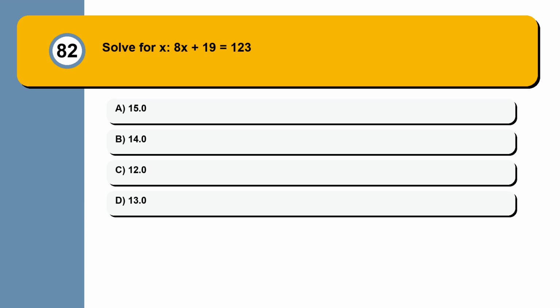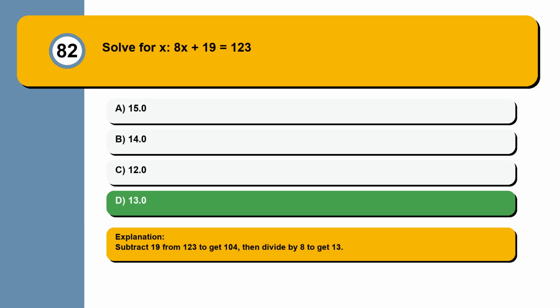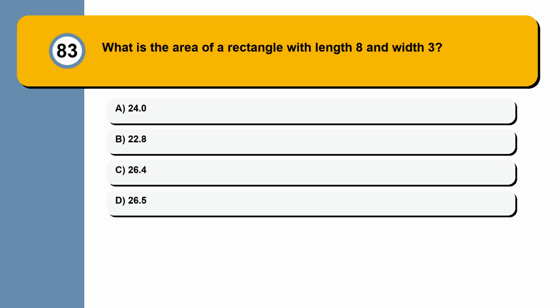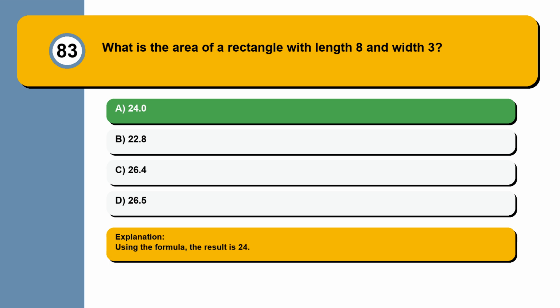Question 82. Solve for x: 8x plus 19 equals 123. Options: 15.0, 14.0, 12.0, 13.0. Subtract 19 from 123 to get 104, then divide by 8 to get 13. Question 83. What is the area of a rectangle with length 8 and width 3? 24.0, 22.8, 26.4, 26.5. Using the formula, the result is 24.